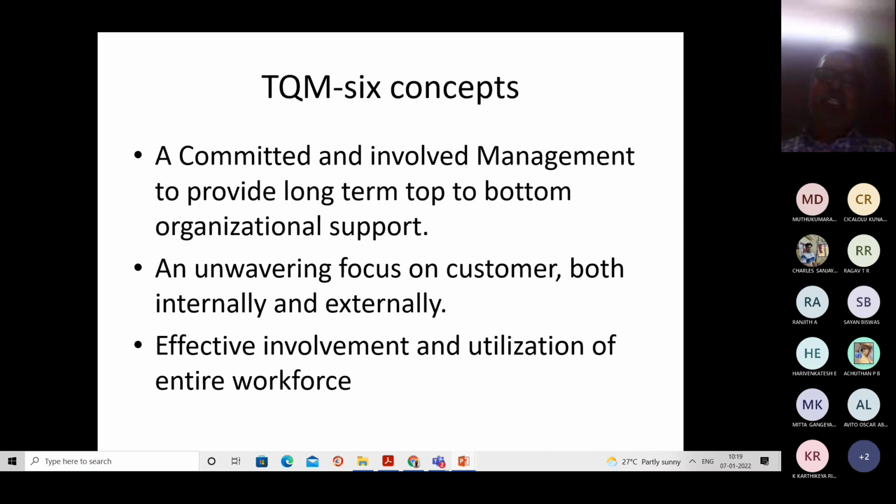I think in all these TQM first two models, we will be discussing the customer. How do you satisfy the customer? How do you orient the customer? How do you measure customer satisfaction? Measuring is very difficult. Measuring customer satisfaction is not easy.